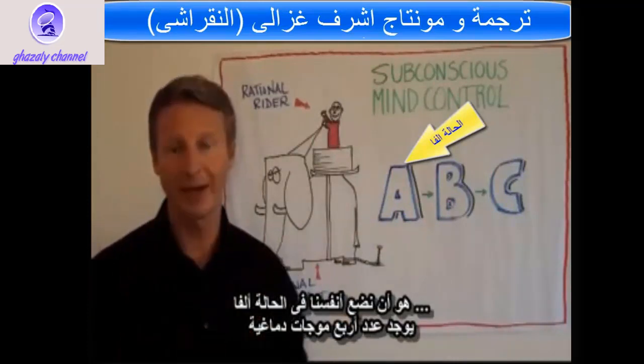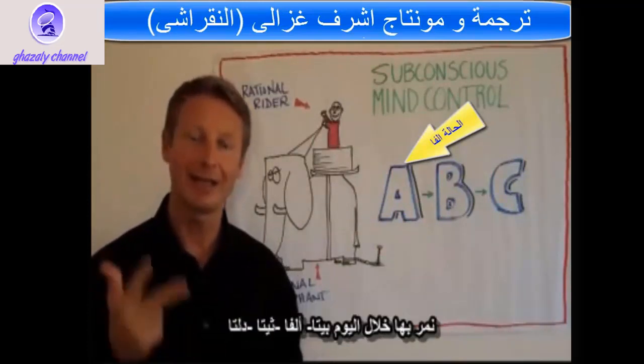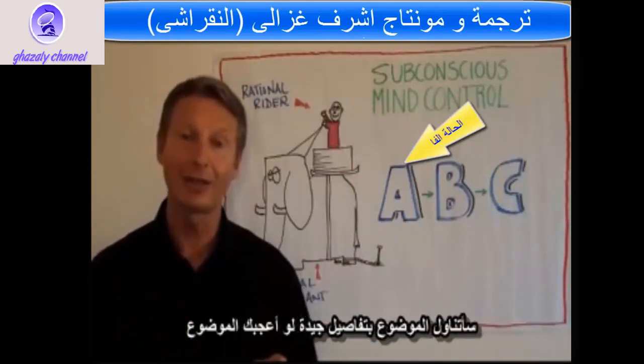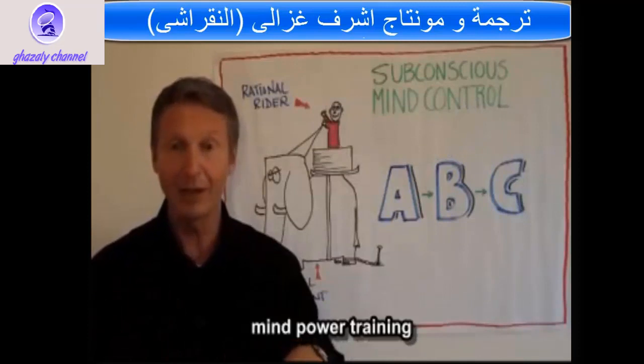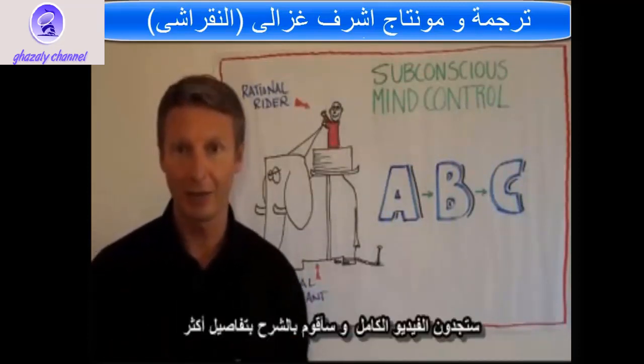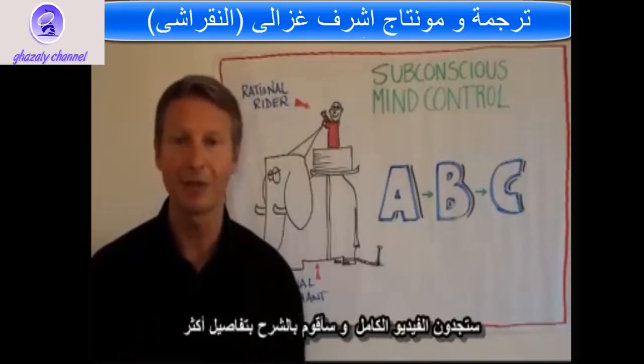Now there's 4 brain waves that we experience: beta, alpha, theta and delta. Now I'm not going to go into these in any great detail here. If you're interested to know more, there'll be a link below the video where you can go to my advanced mind power training, where I've got a whole video on this and I explain this in far more detail.